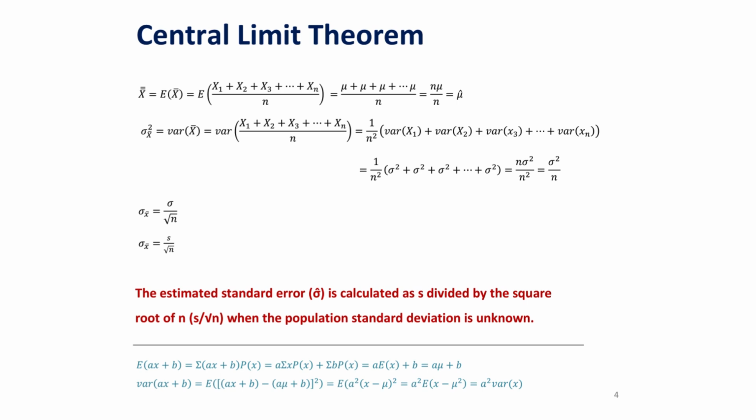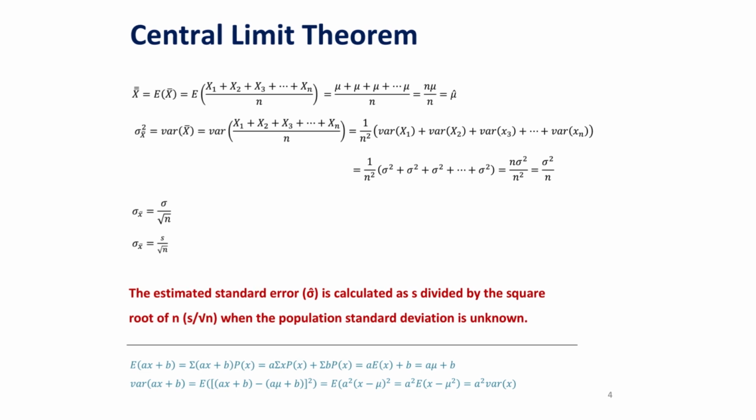Final equation, the estimated standard error, s x bar, is calculated as s divided by the square root of n, when the population standard deviation is unknown. Here, s represents the sample standard deviation. These equations show how sample statistics relate to population parameters and how larger sample sizes improve the precision of estimates. The following slides further explain the Central Limit Theorem with dice-throwing experiments and plotting the outcomes. R language is used to conduct the experiments and plot the outcomes of the experiments.